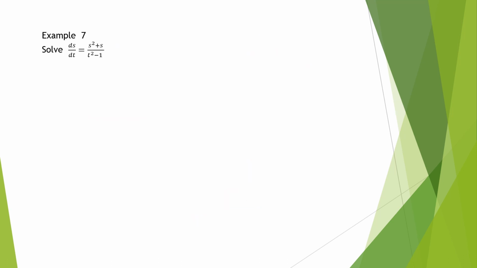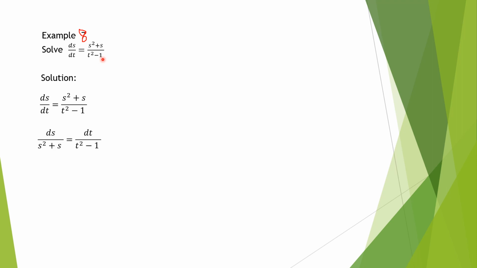Next, let's have the last example. This is already example 8. We have ds/dt equals (s squared plus s) over (t squared minus 1). Again, our solution: let's rewrite the original equation.